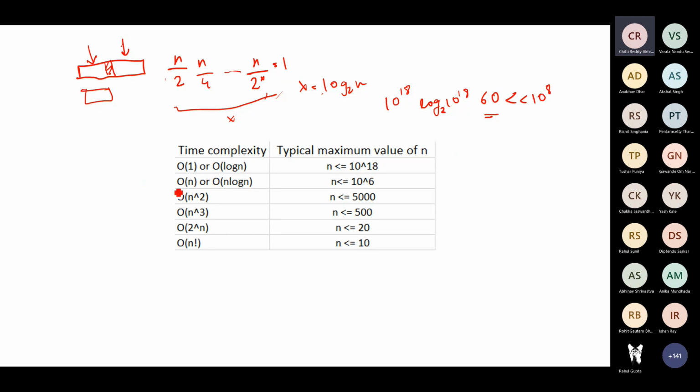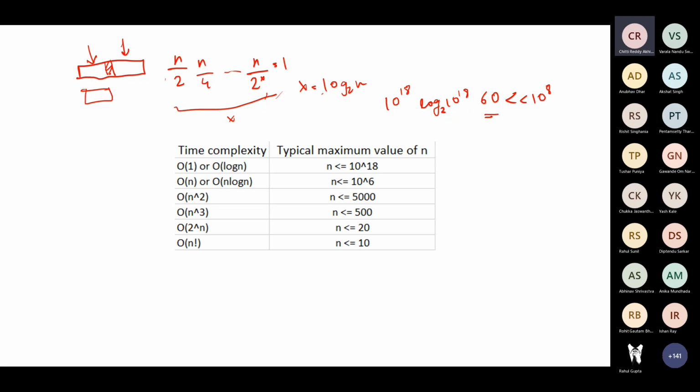Then we have say O of n or O of n log n. O of n, you can say if you are just iterating over the array. You go from left to right using a for loop, that is O of n. For n log n, there is sorting. Sorting usually takes O of n log n. There is merge sort, quick sort. If your solution has this kind of time complexity, then typically the value of n you will see is 10 to the power 6 maximum.